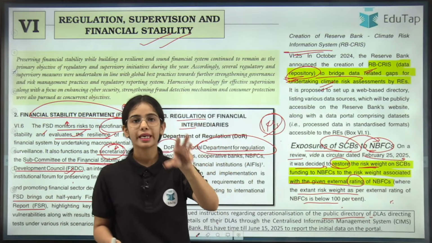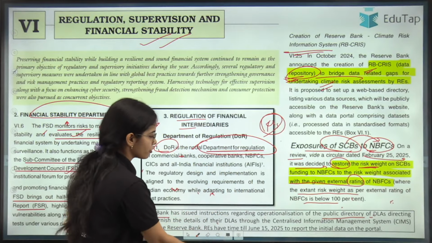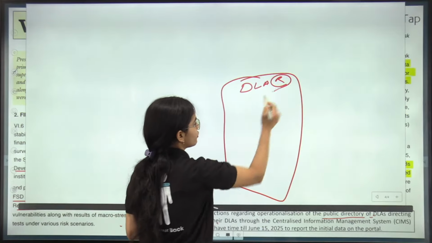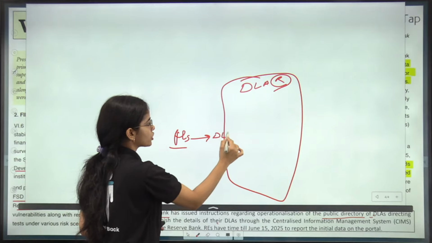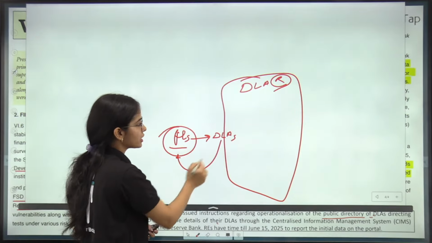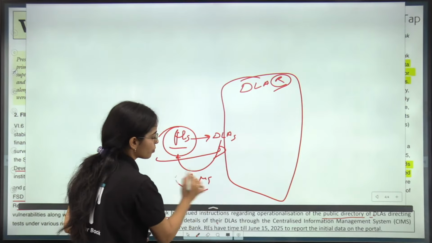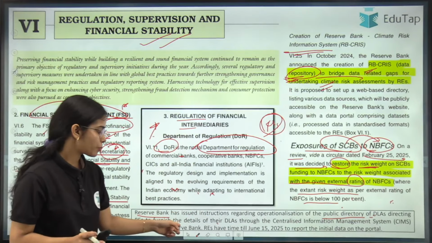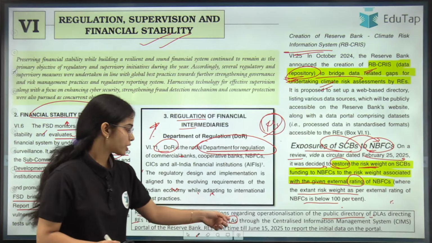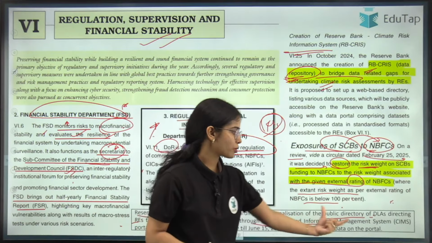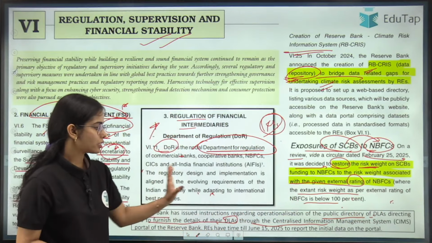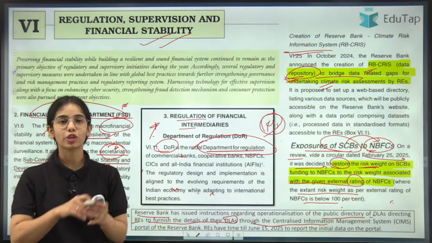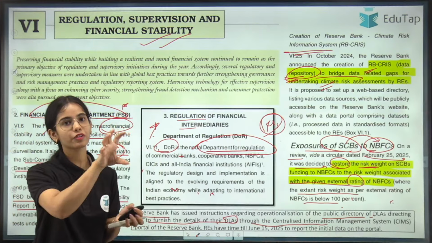So for digital lending apps, it is said by the Reserve Bank of India that RBI is creating a digital lending app repository where all the regulated entities have to inform about the digital lending apps that are connected with them, and this has to be informed in the CIMS portal of the Reserve Bank of India. The basic idea is that all regulated entities report the details of their digital lending apps through the Centralized Information Management System to the Reserve Bank of India. This directory will be there so that everyone can know which digital lending app is connected with which regulated entity.